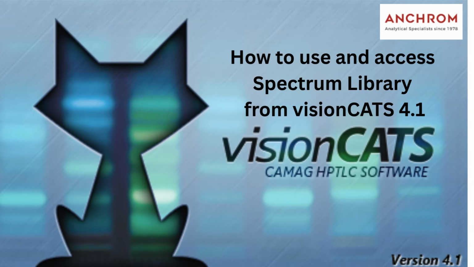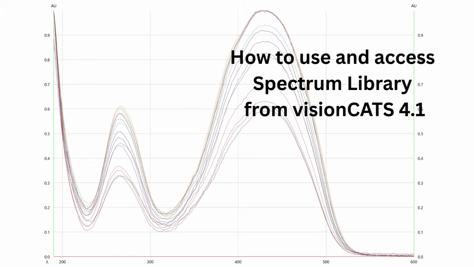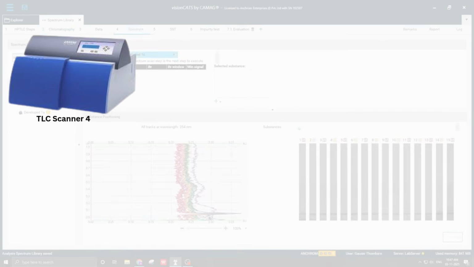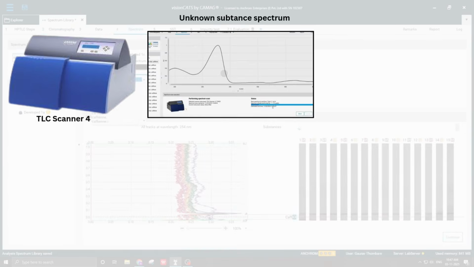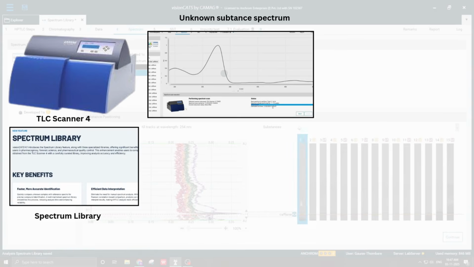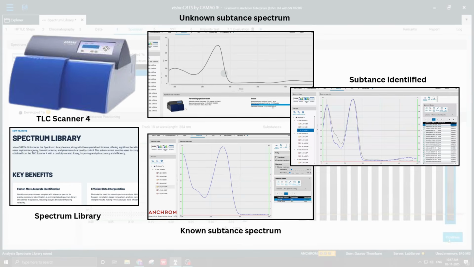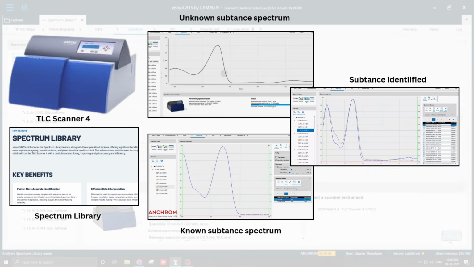Hello and welcome everyone. The latest visionCATS 4.1 release brings a game-changing spectrum library feature for TLC Scanner 4 users. In this video, we'll explore this powerful addition, which allows users to compare UV spectra recorded by the TLC Scanner 4 to a comprehensive reference database of known substances, making identification of unknown compounds easier, faster and more reliable than ever.